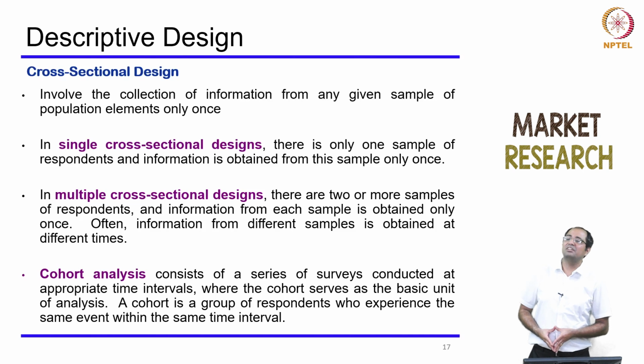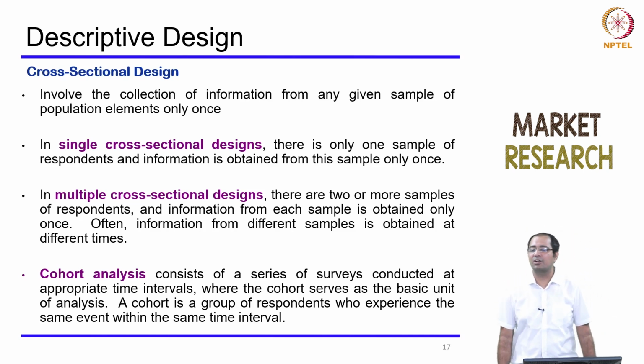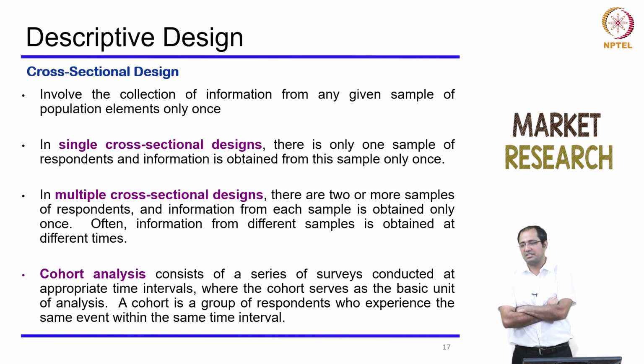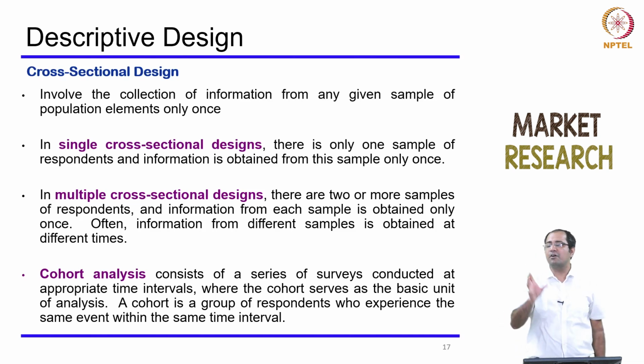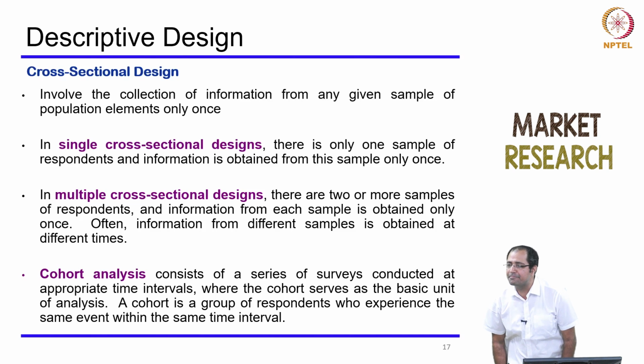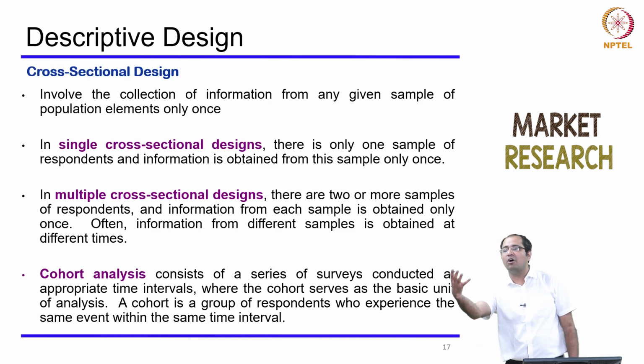Now, what is cohort analysis? This is a special type of multiple cross-sectional design. Cohort is a multiple cross-sectional design, right? But this is a special type of multiple cross-sectional design. So cohort, what is this? The meaning of cohort is, cohort represents a group of people who encounter the same event at the same time interval, who have undergone the same event during the same time interval.